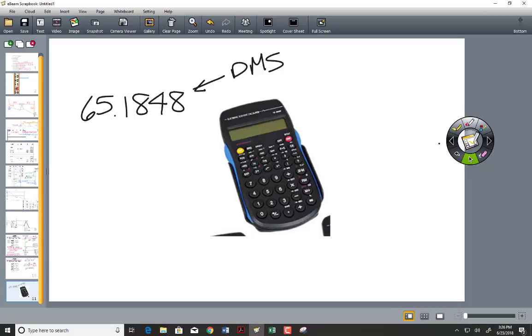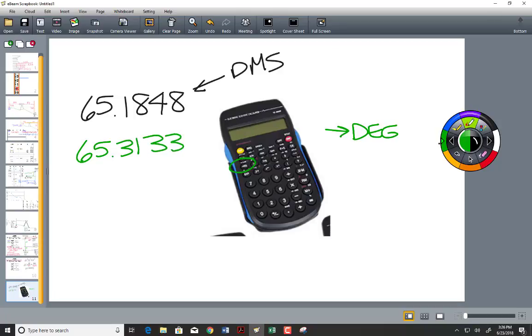You press this button right here. That's a little button that says line DEG. And when I press that button, I get 65.31333.